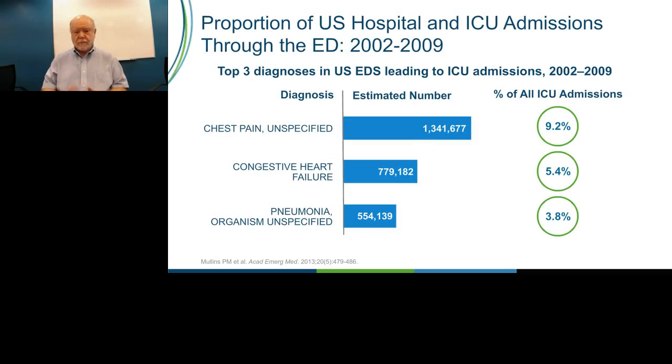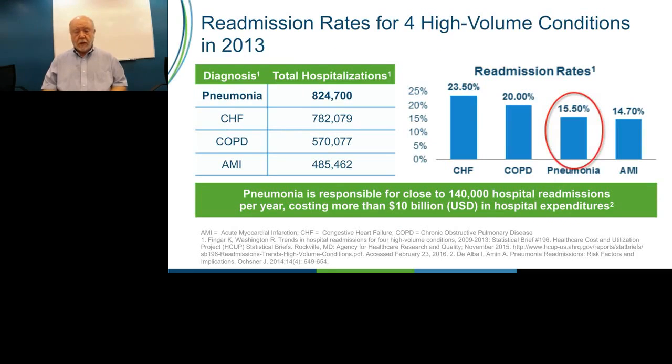If you then look at hospital admissions or admissions to the intensive care unit, I'm sure you will agree chest pain and congestive heart failure are two of the more obvious and expected reasons for going into hospital. But over 500,000 patients will be admitted to US hospitals with pneumonia or something similar to pneumonia. And we're looking here at almost 4% of all intensive care admissions. Sadly, even though we try to treat these patients appropriately with the right antibiotics, about 15% of them will come back into hospital because of their pneumonia. So it really is important to recognize these patients, recognize their risk factors, and treat them appropriately as soon as you can.